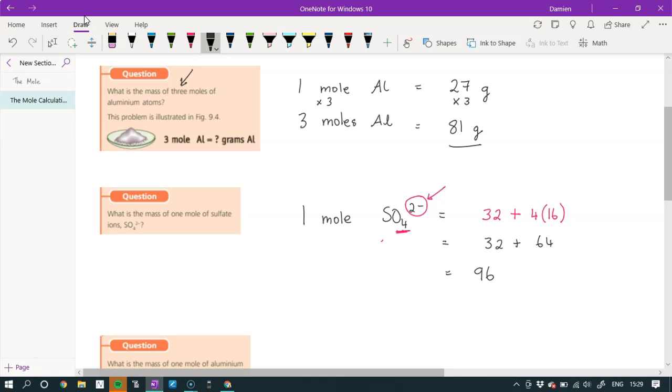Now look at the question. The question is asking us for what is the mass. 1 mole of SO4 dinegative is 96 grams because it's asking us for mass.